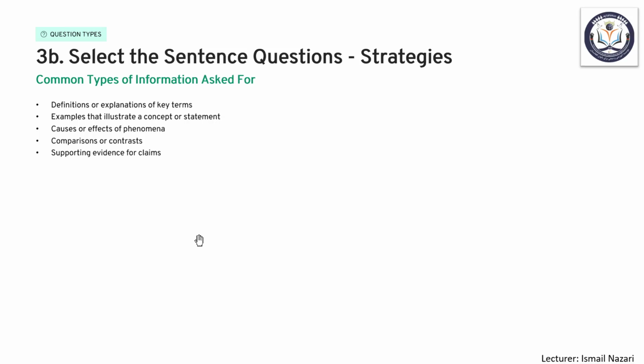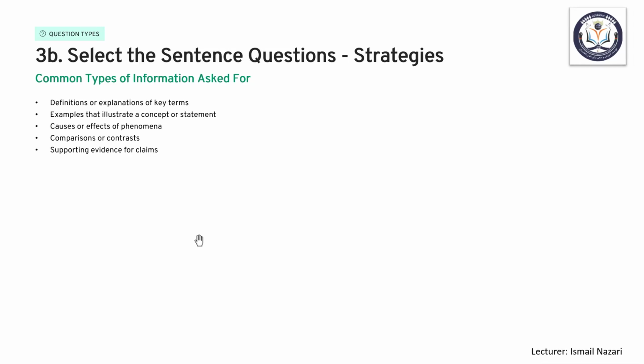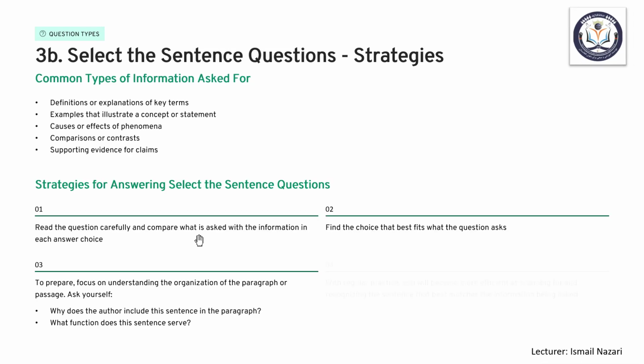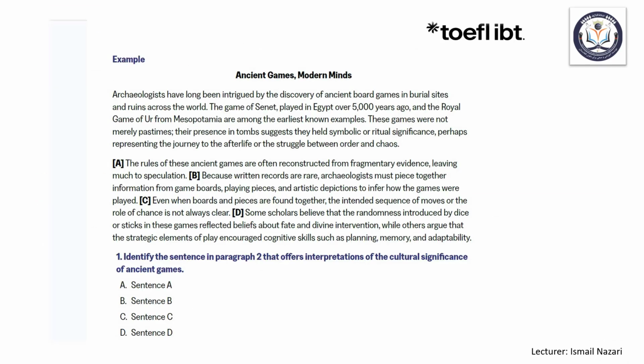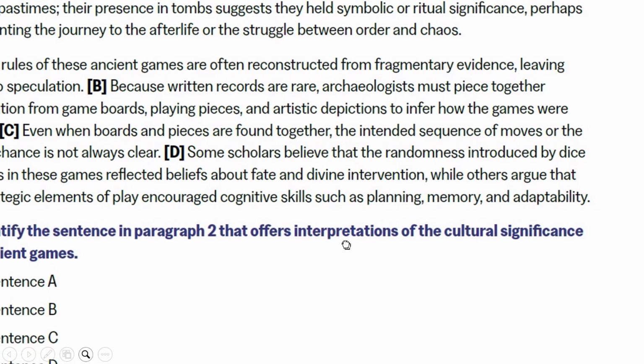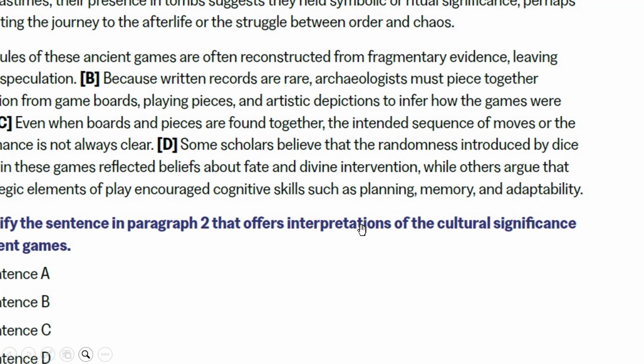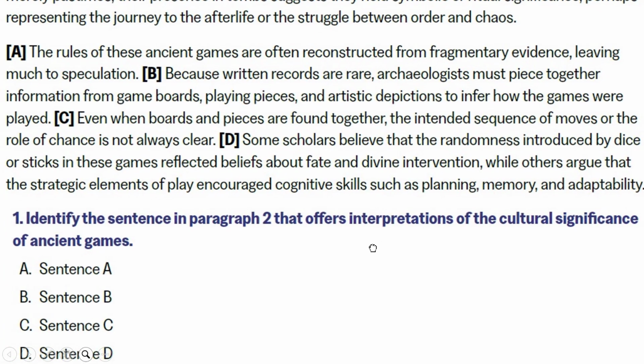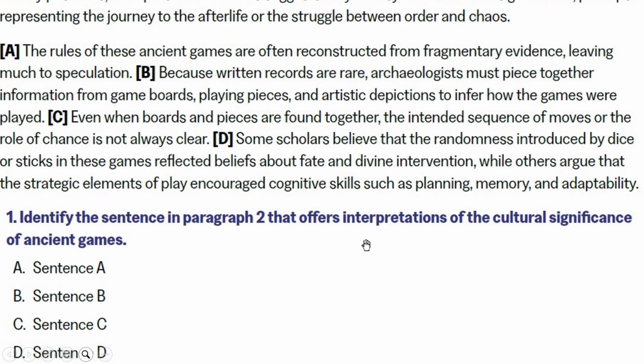Let's go back to that sample answer. Take a look at this question here. We have "offers interpretations of cultural significance of ancient games." Which kind of information is this? It's usually an interpretation. Offers interpretation of cultural significance.